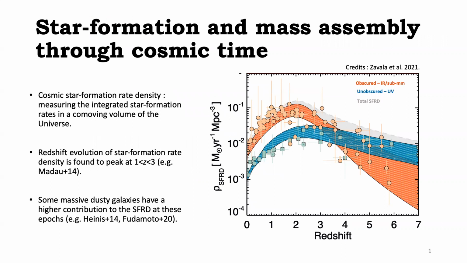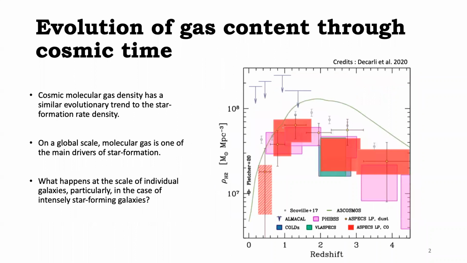Before we begin, the main reason it's important to understand the gas reservoir is that it's connected to star formation. In this plot, we see the star formation rate density as a function of redshift. Roughly at a redshift of about 1 to 3, there seems to be a peak in the star formation rate density. This plot shows the volume average star formation rate density. Some of these galaxies, which are supermassive and very dust rich, have a higher contribution to the SFRD, especially in this redshift range. But what happens when we see the molecular gas density as a function of redshift?